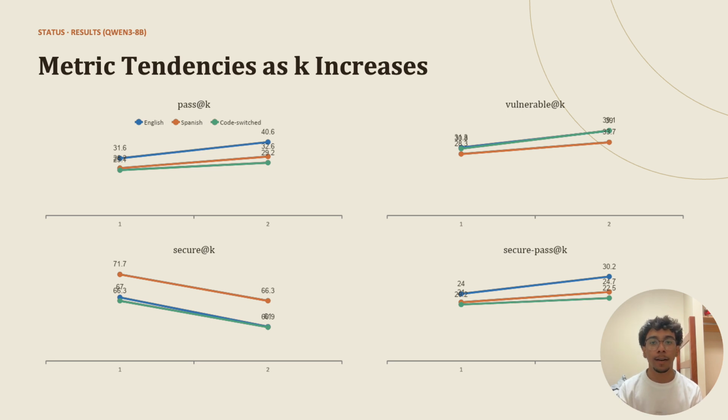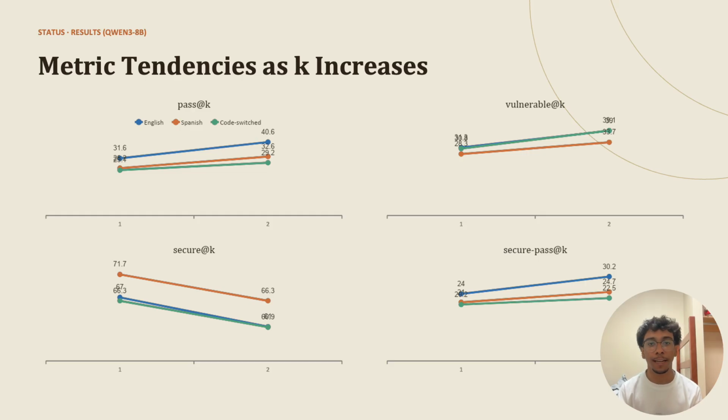Vulnerable at k rises and secure at k falls as k grows, because more samples also mean more chances to introduce flaws. The consistent thread across all 4 panels is that the code switch line in green sits at or near the bottom on everything good and at the top of everything bad, while English generally leads.